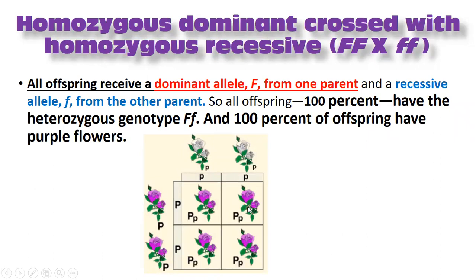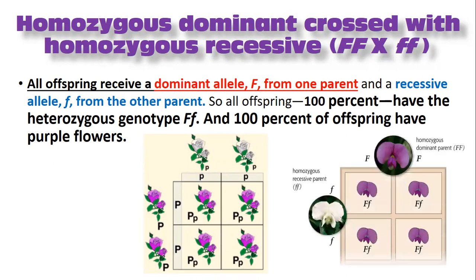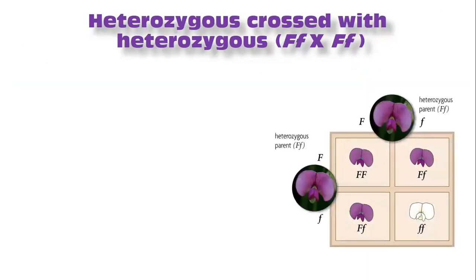So all offspring receive a dominant allele from one parent and a recessive allele from the other parent, so 100% heterozygous and 100% purple in color. But if we crossed a heterozygous with another heterozygous, like in this picture, heterozygous purple with heterozygous purple, here we can see a difference in the genotype of the offspring.